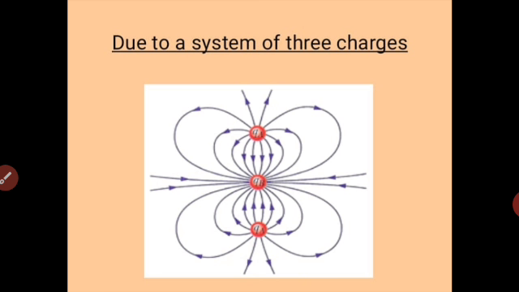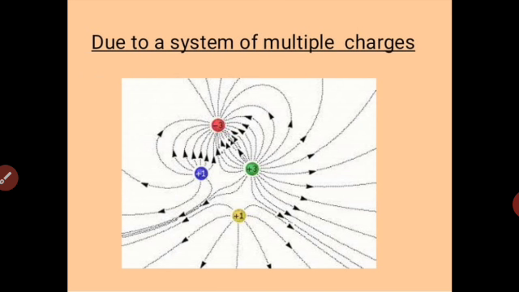For a three charge system, the field lines are shown here. In this case, we see that Q1 is positive, Q2, the central charge, is negative, and the third charge, Q3, the bottom charge, is again positive. So in this case as well, the field lines start from positive and end on the negative charge. When we have a multiple charge system, the plot is as shown. This is purely dependent on the nature of the charge.